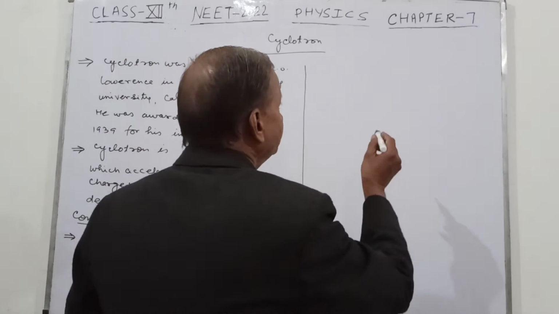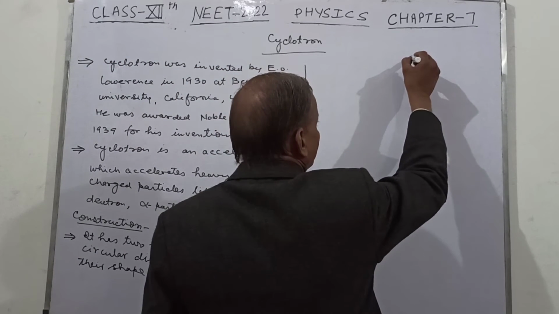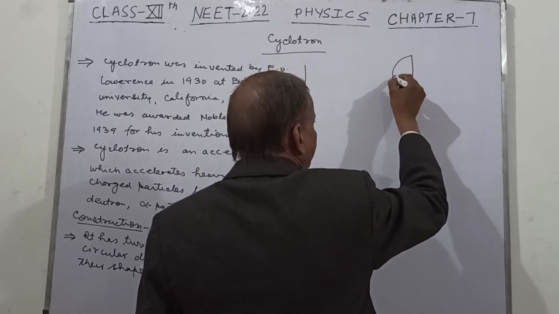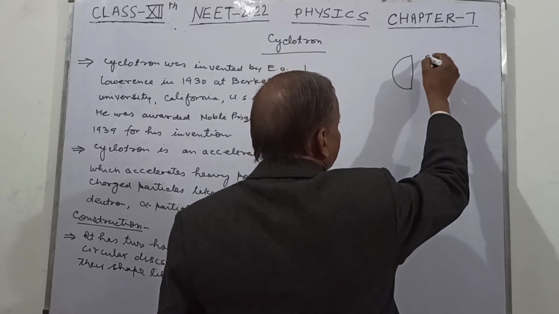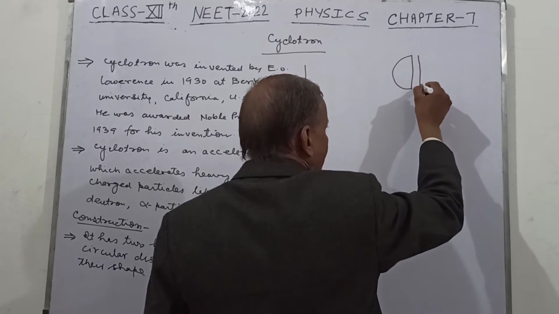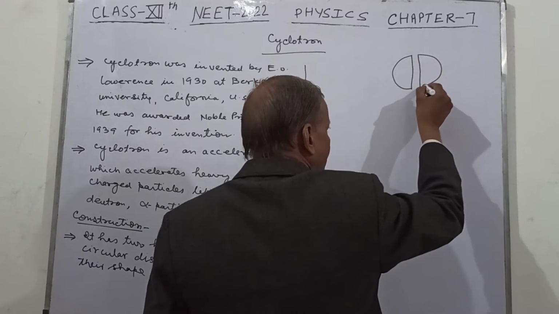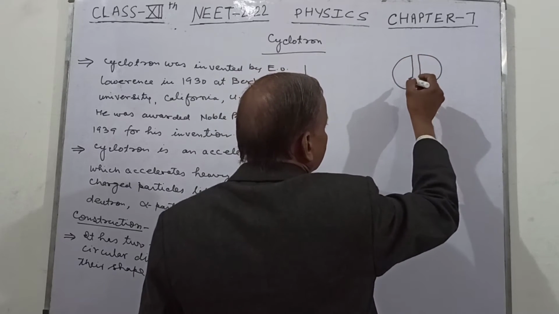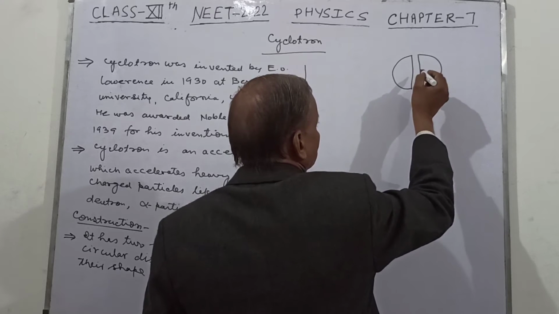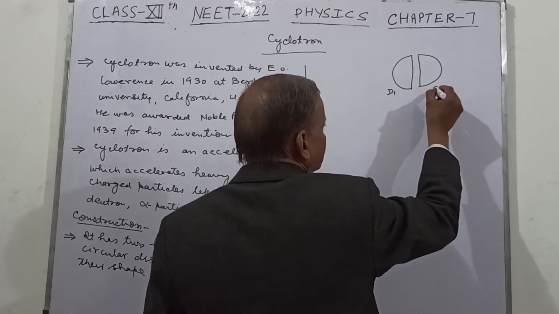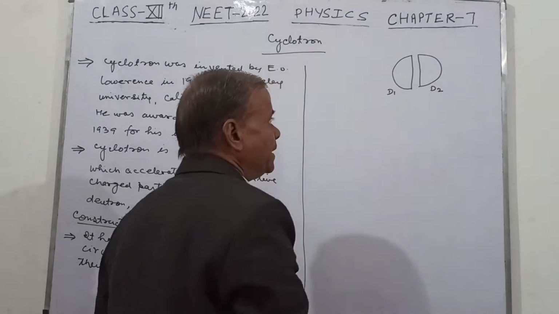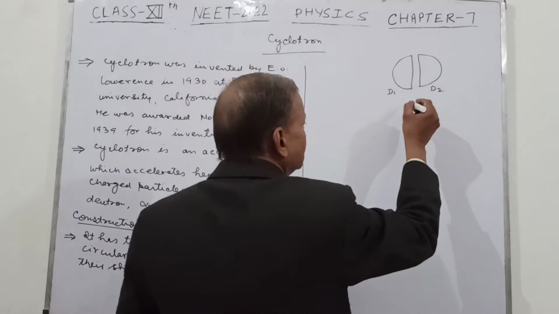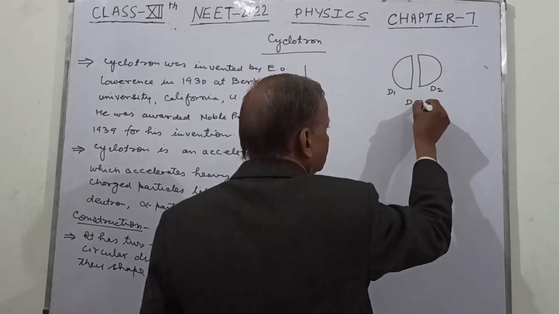So this is like this one. This is suppose a D. This is another D. This is not hollow one. They are hollow. So this is now suppose D1, this is now your D2. They are having the same radius. This is called the D's.